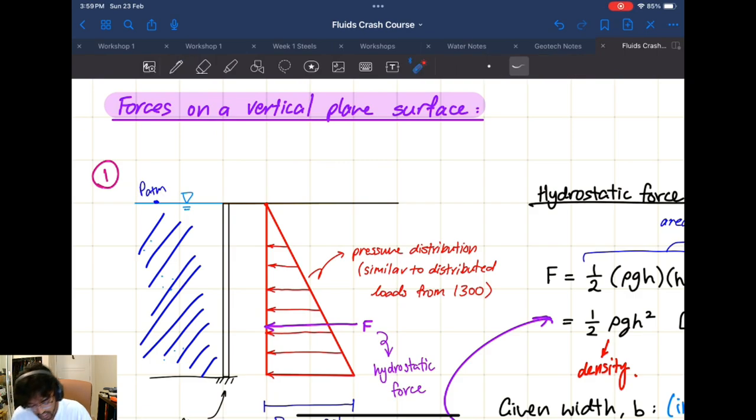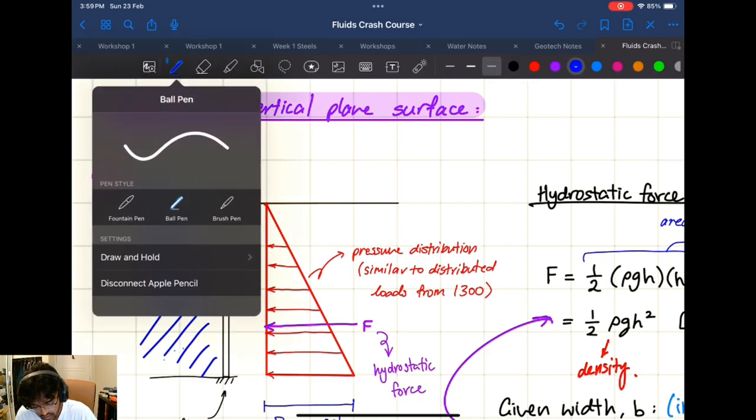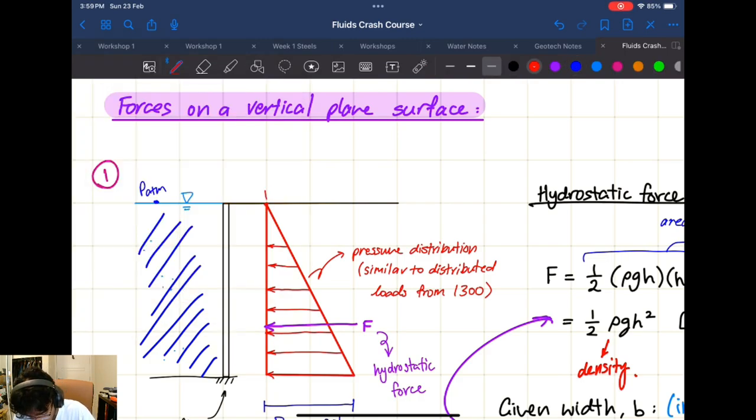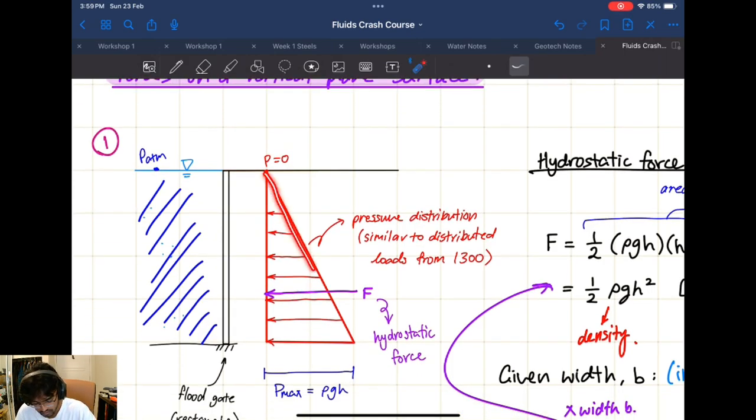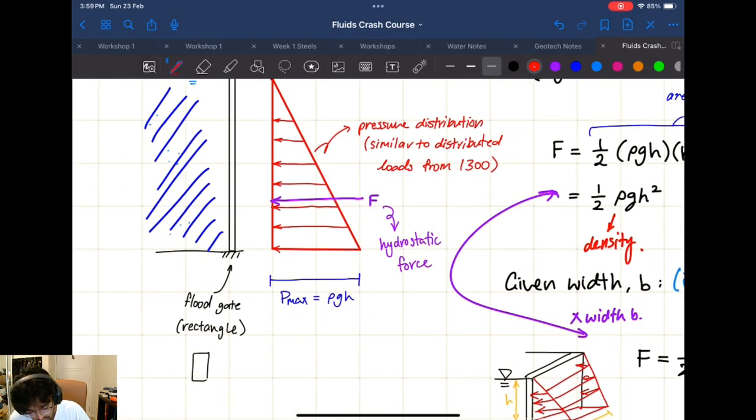And that's why if you take a look at the pressure distribution, it's going to be 0 at this point. So this is when P equals 0. And then as you move further and further along, the pressure will reach a maximum of rho g times h. Or, as you guys know, that rho g is just equal to gamma, so gamma times h. Alright.